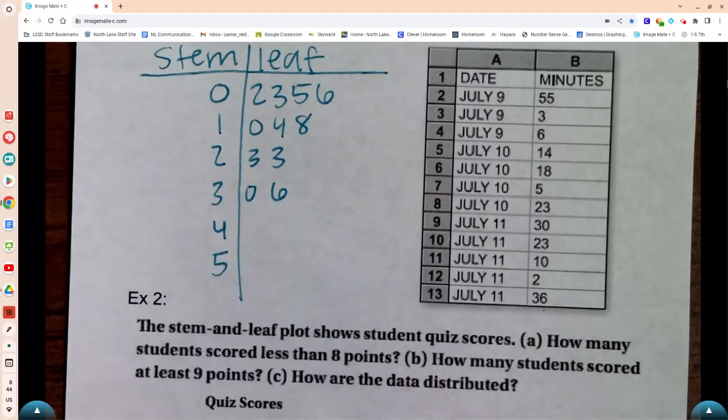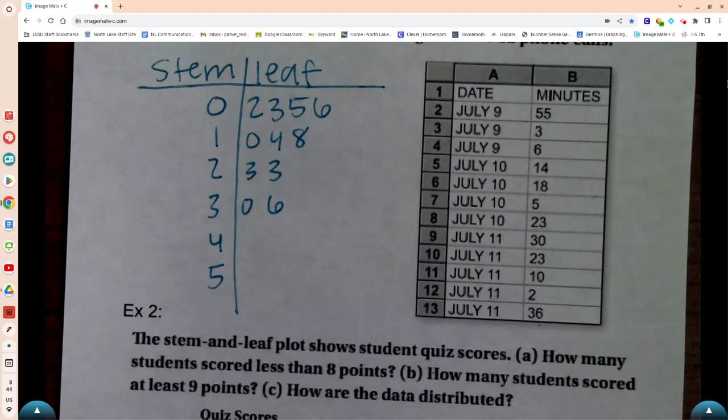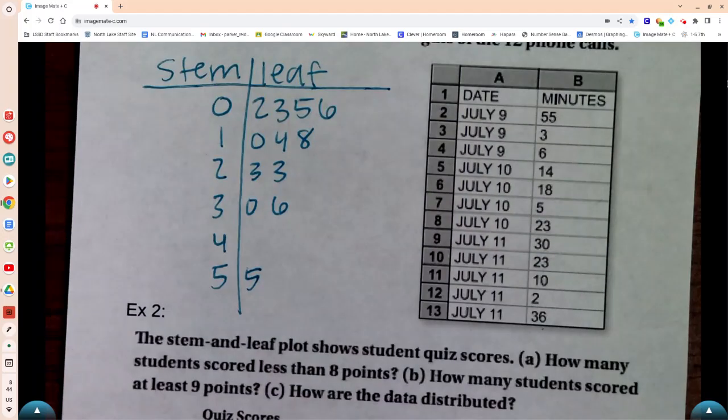30, 36. I have nothing in the 40s, but I'm not going to put a 0 there because some people are like, oh, put a 0 then if you have nothing. Why should I not put a 0? Why would that be wrong? Tanisha? Yeah, and we want to say that there's nothing, so I'm just going to put nothing. If there's no leaves, that implies there are no numbers that have that stem, so nothing goes there. And then last, I have 55, so I'm just going to put a 5 right there.